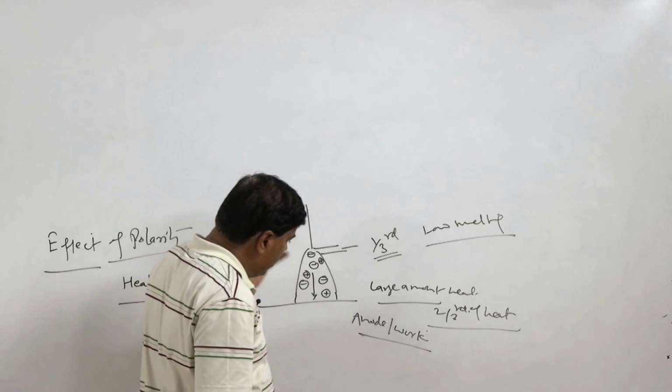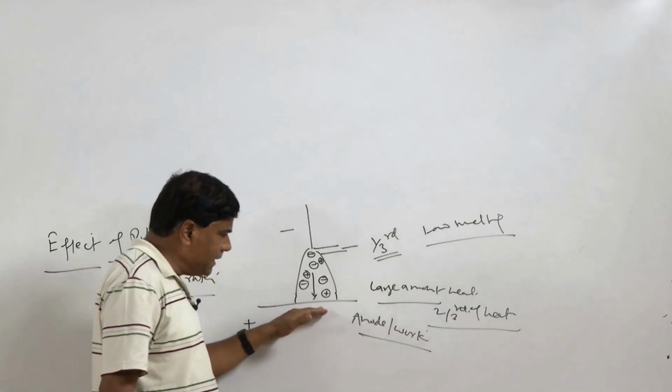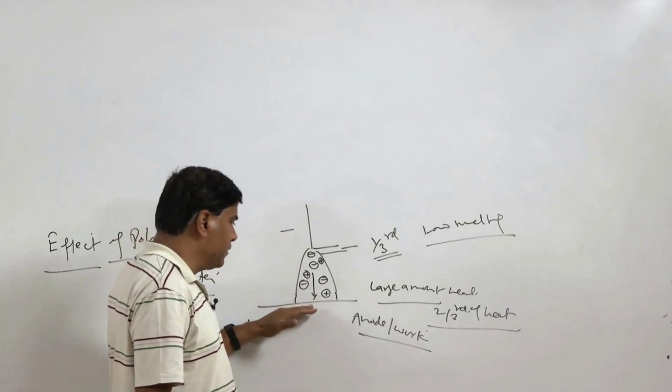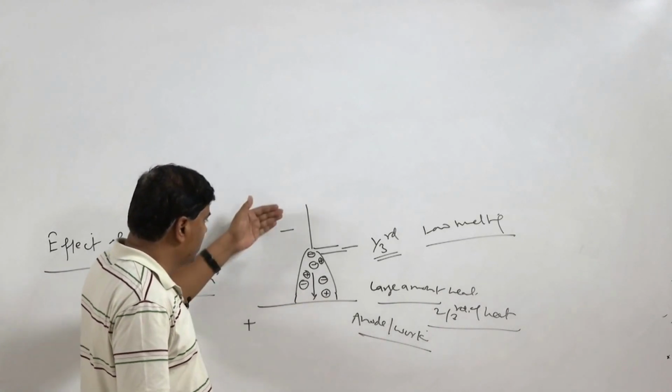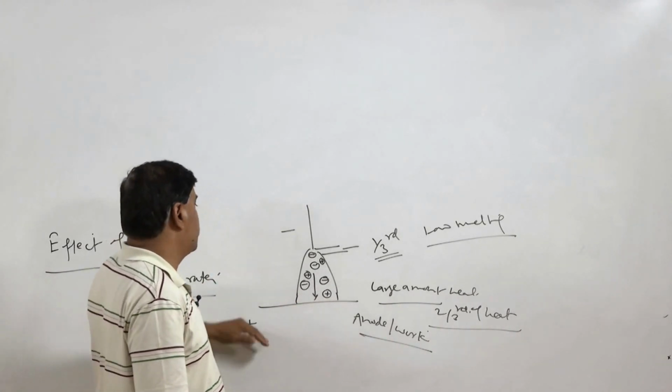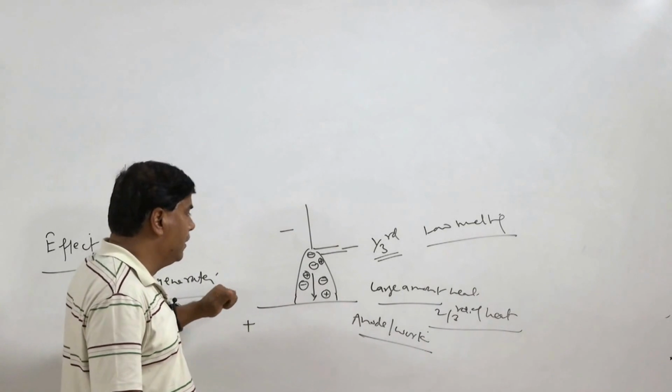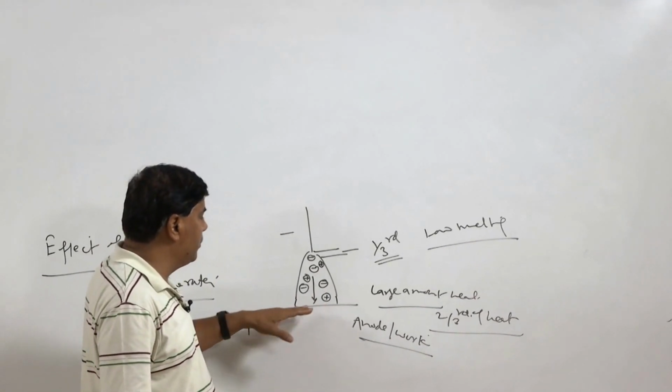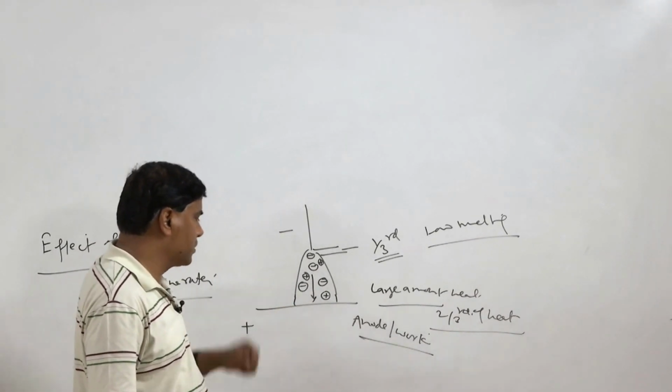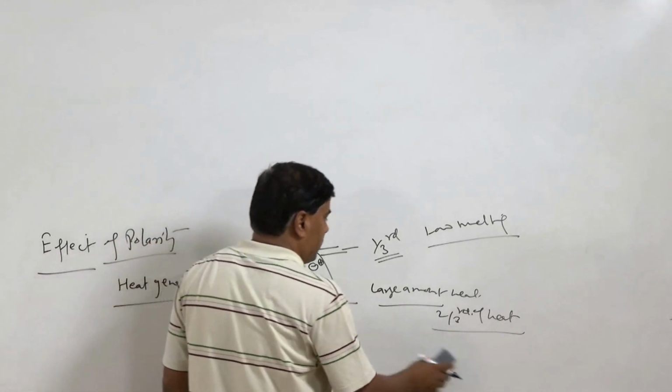If you want less heat in the workpiece side, then the workpiece will be connected to the negative terminal and the electrode will be connected to the positive terminal. While in the other case, if we want more heat, then of course the workpiece will be connected to the positive terminal.